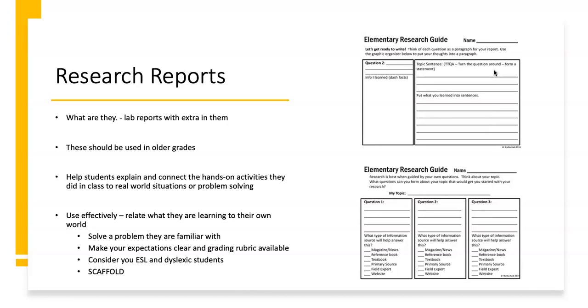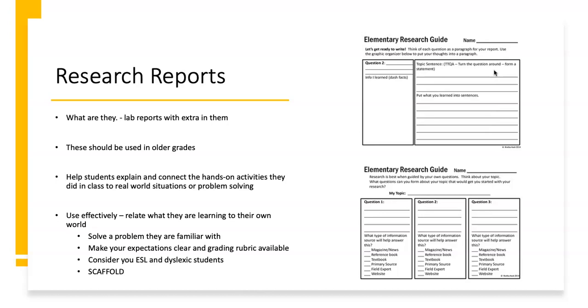Relate what your students are learning to their own world. If you're going to give them a problem to solve based on what they've learned so far in science, it needs to be a problem that they can relate to. Make your expectations clear and your grading rubric available to your students. Please consider your English as a second language and your dyslexic students if you're going to assign a research report, and scaffold.